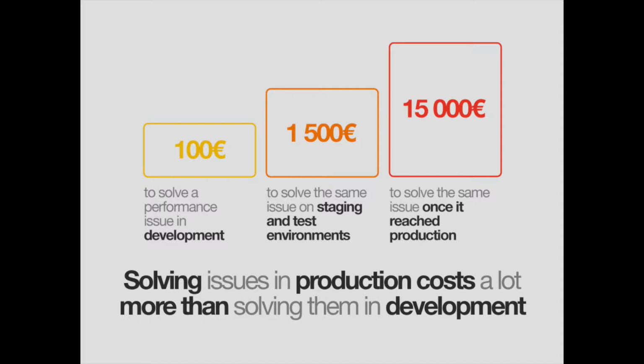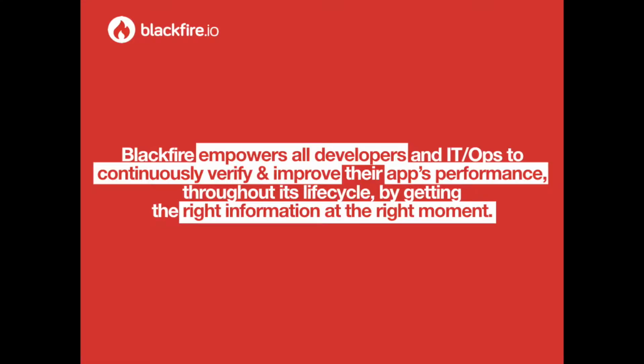Solving issues in production costs a lot more than solving them in development. It takes more time to have a fix, it impacts all of your team's workflow, and of course, it directly impacts your customers and users, and therefore, your business. Blackfire empowers you to continuously verify and improve your app's performance. From development to production, make sure that no performance flaw will impact your users, and find the bottleneck quickly if ever it happens.